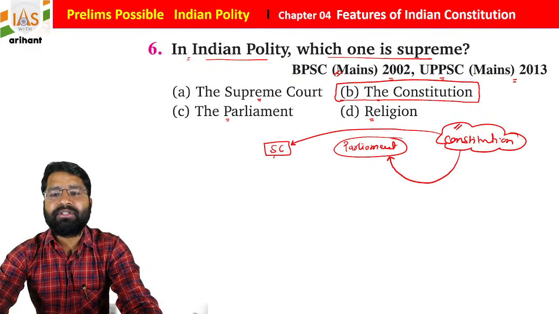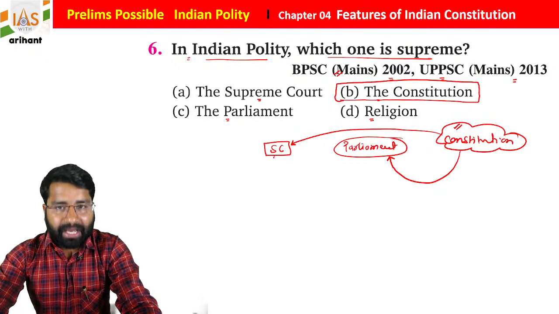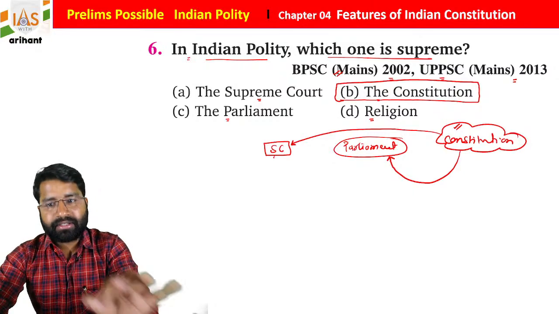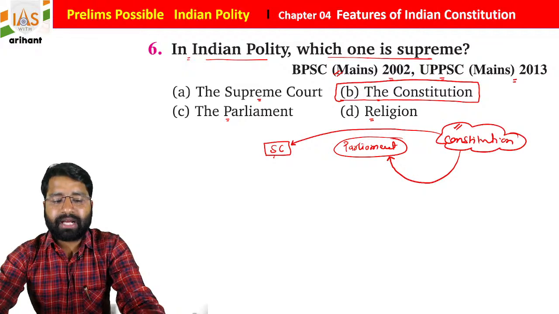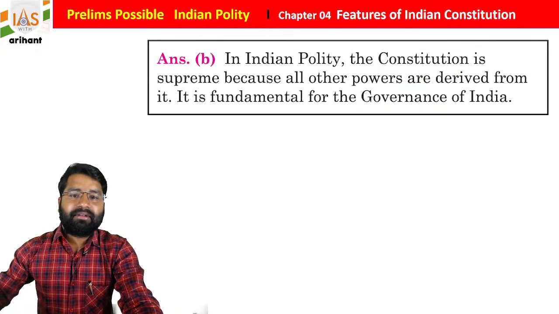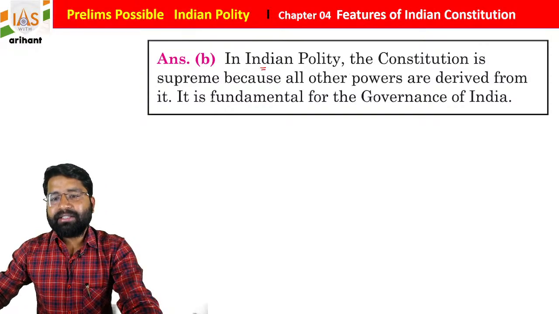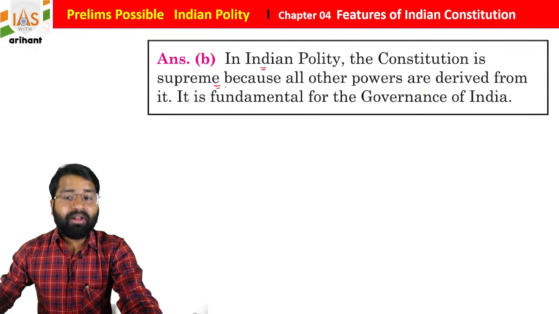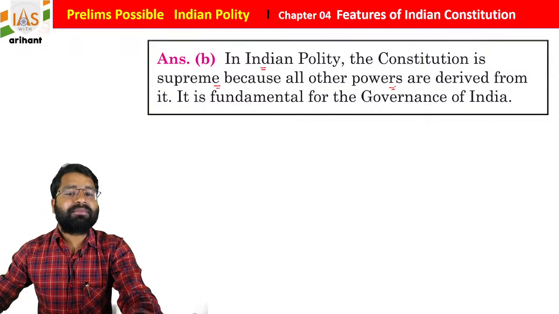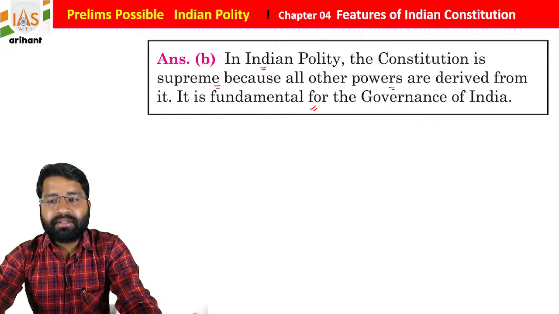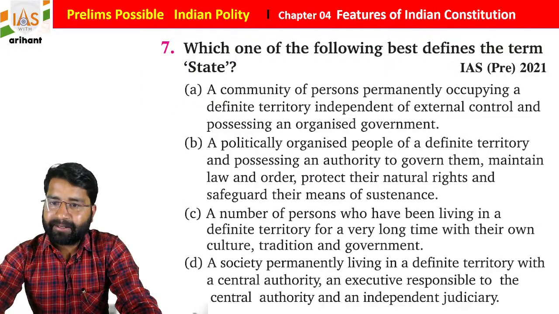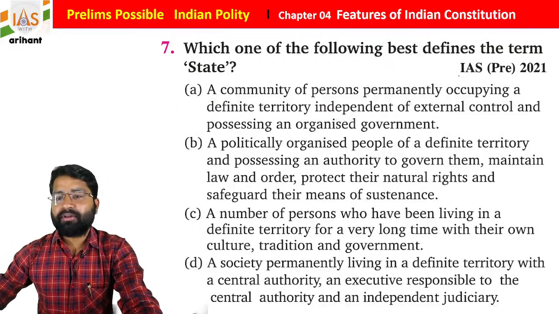Religion is not going to be the supreme authority, because as we are a secular country, it is mentioned in the Constitution of India. So yes, the Constitution is also mentioning that we are secular, we are not extreme. Getting it? So in Indian polity, the Constitution is supreme because all the other powers are derived from the Constitution of India. It is fundamental for the governance of India, students. Getting it?